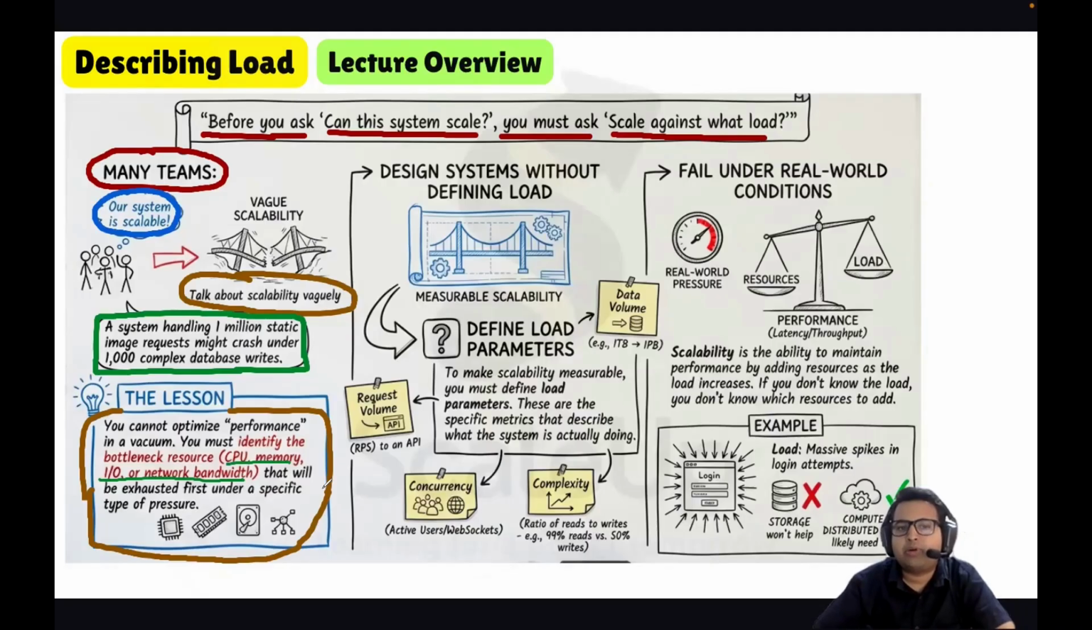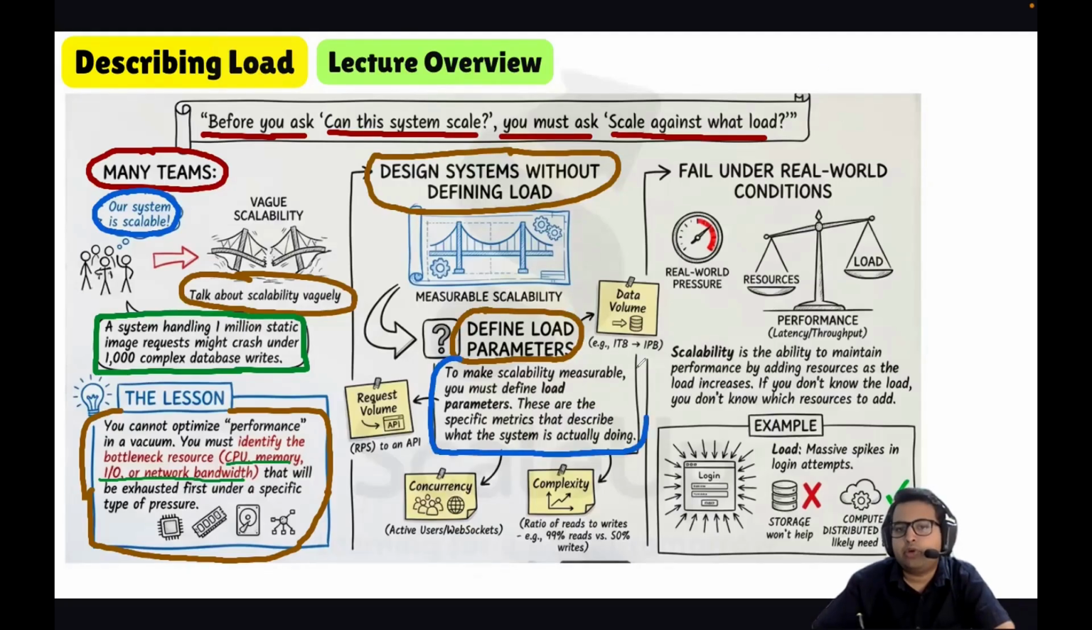Many teams talk about scalability vaguely. That is wrong. Whenever we talk about scalability, we have to define the load, scalability against what load, and we have to identify the bottleneck resources as well. Similarly, many teams design systems without defining the load. That's a very big mistake. To make scalability measurable, you must first define the load parameters, because load parameters make the scalability measurable.